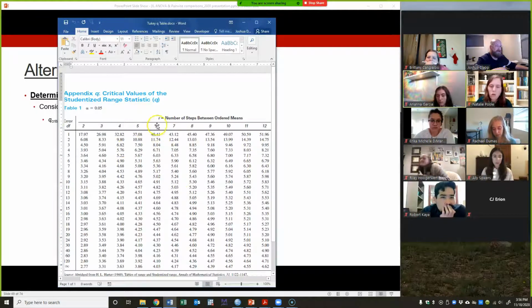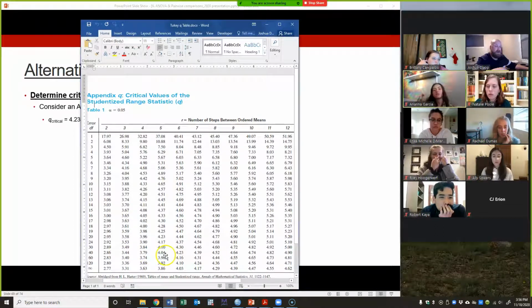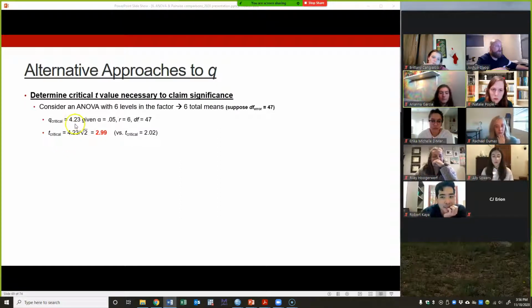I said, okay, I've got 6 steps with 47 degrees of freedom. It's not on here, but it's going to be somewhere between 4.2 and 4.1. Actually it turns out to be 4.23 at alpha 0.05. So here's my Q critical. What I could do then is take that Q critical value and translate it into a T critical.